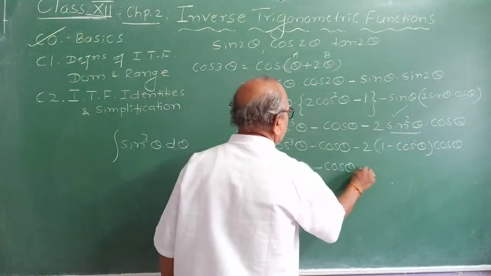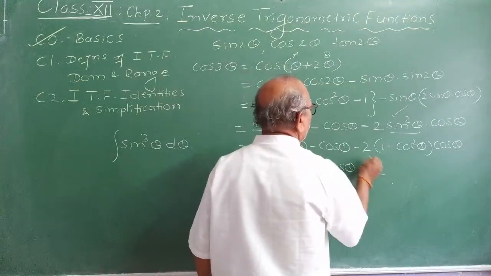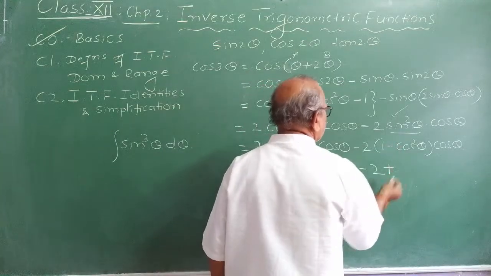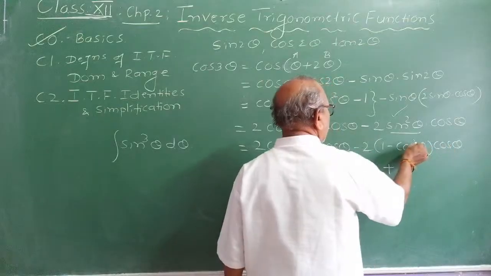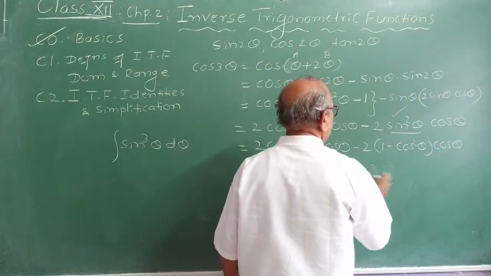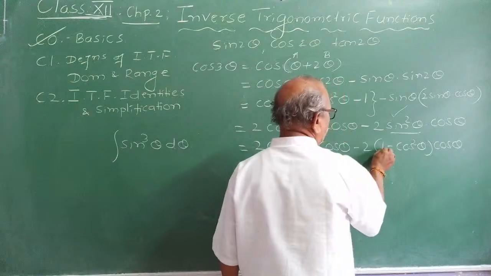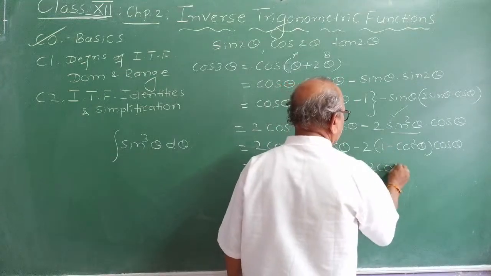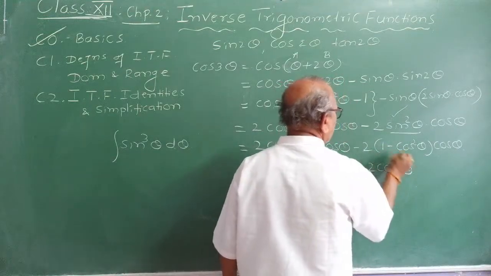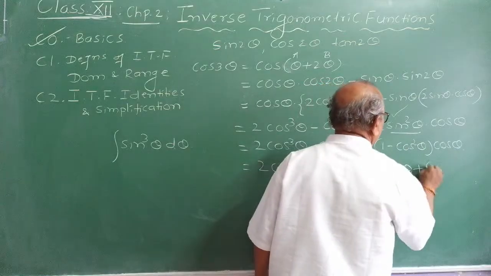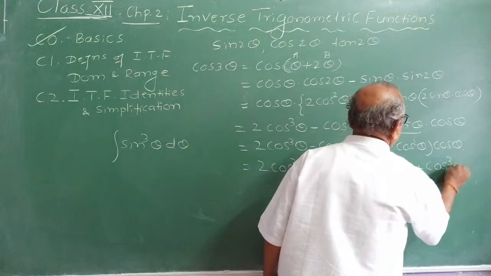Minus cos theta minus 2 into 1 is 2. Minus to minus becomes plus. Here you have cos plus. Wait. This cos theta into 1 is cos theta into 2. You will get 2 cos theta. Minus into minus becomes plus. Cos square theta into cos theta is cos cube theta.